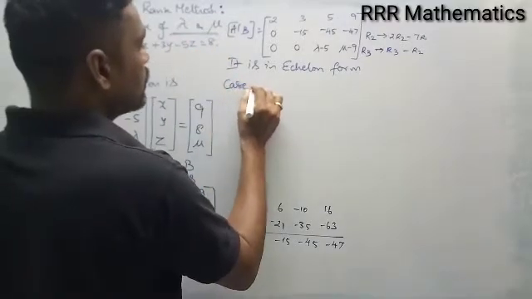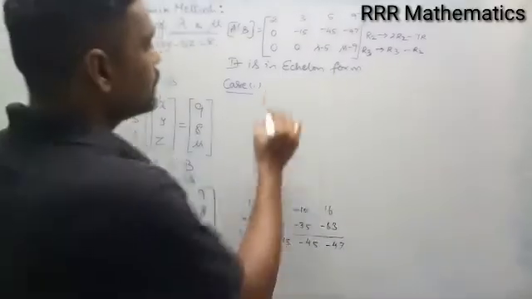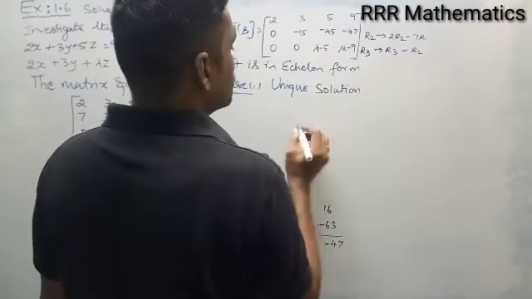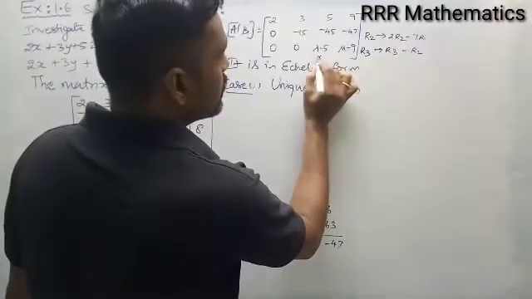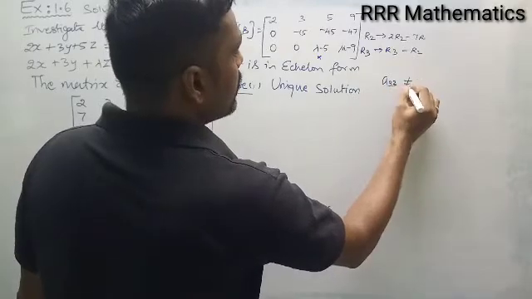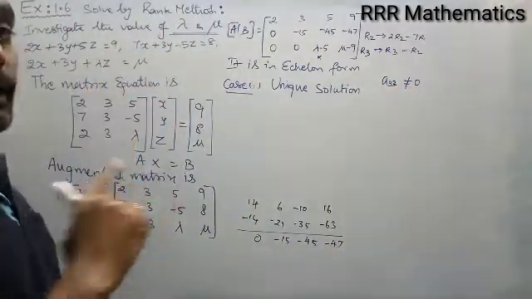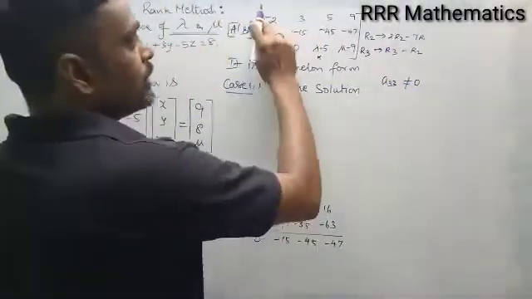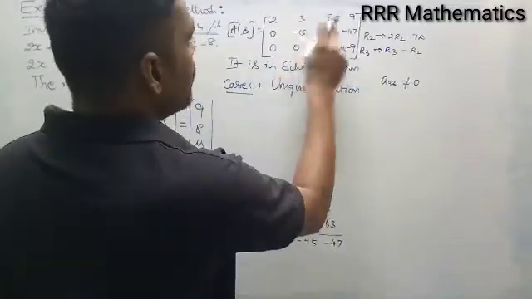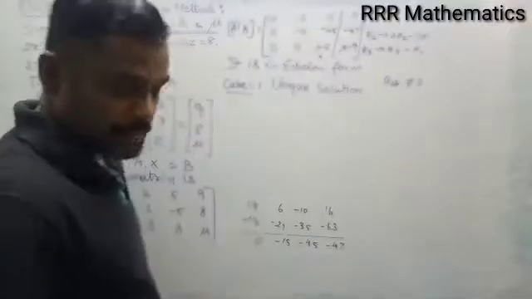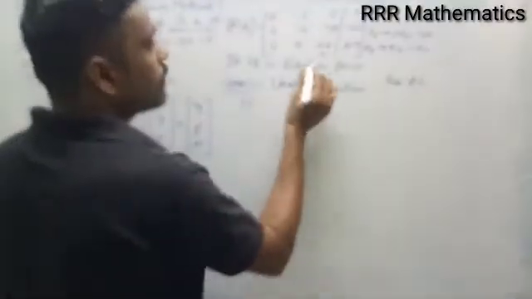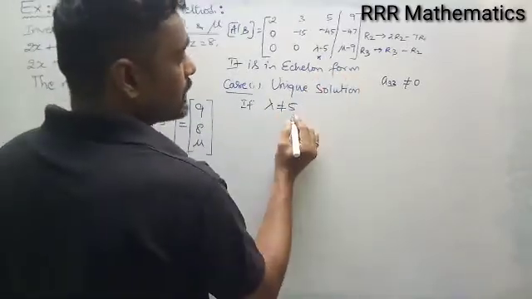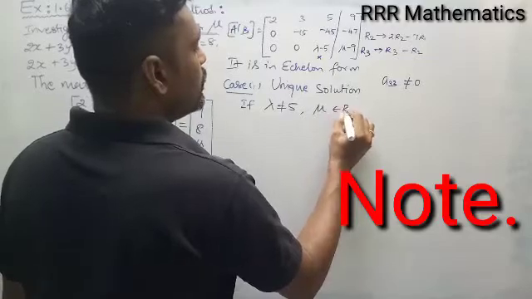Case 1. For unique solution, we will discuss. See here, for unique solution, this position A33 is not equal to 0 in this case. In this case, with 3 variables and 3 equations, the position A33 is not equal to 0. Then the rank of A comma B is 3 and the rank of A is 3, for the first 3 columns. For unique solution, if lambda not equal to 5, you can take any value for lambda except 5, and for mu you can take any value, mu belongs to R.